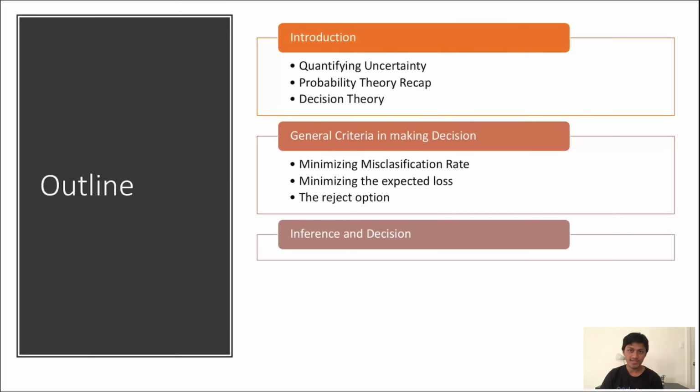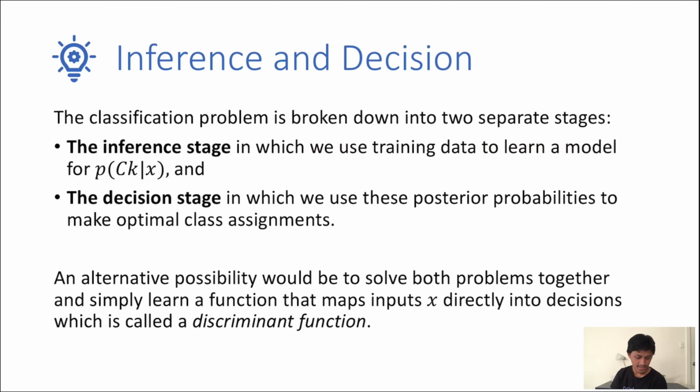The next topic I want to discuss is inference and decision. This classification problem is broken down into two separate stages: the inference stage and the decision stage. In the inference stage, we use the training data to learn a model for the posterior probabilities, and then in the decision stage, we use these posterior probabilities to make the class assignment. Another alternative approach is to combine these stages by simply learning a function that maps input x directly to a decision. We call this process a discriminant function.